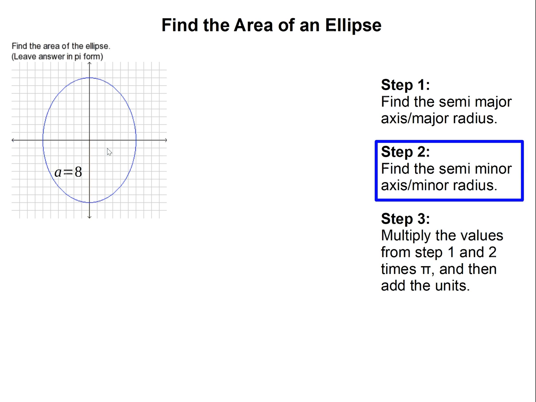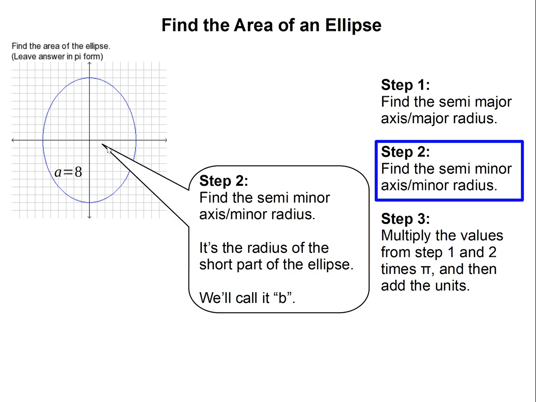All right, then we need to find the semi-minor axis, or the minor radius. So that's the shorter end to end. And then remember, once again, we only need the radius. We don't need the whole thing. And we'll call this one B. And once again, it's very nice. It ends right there. So that's going to be 1, 2, 3, 4, 5, 6.